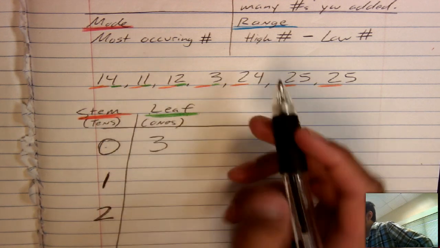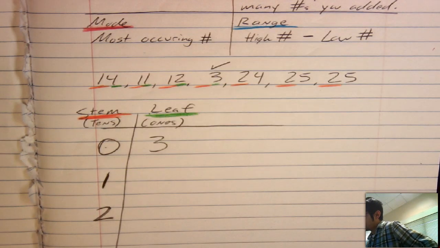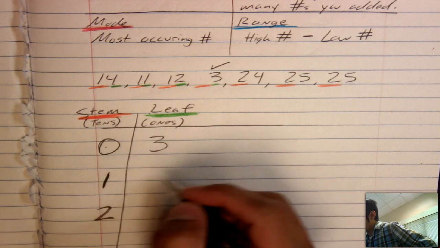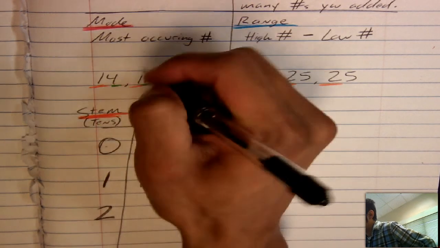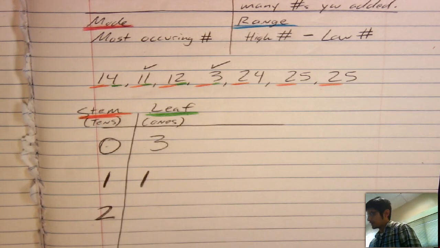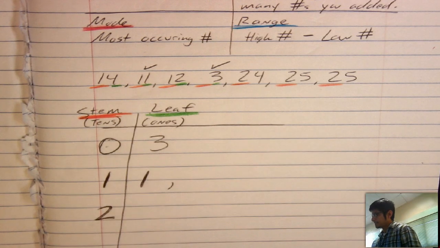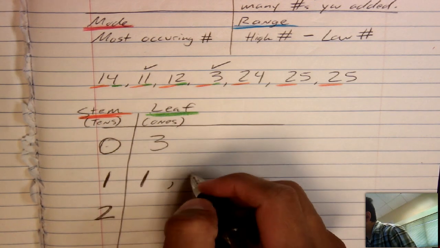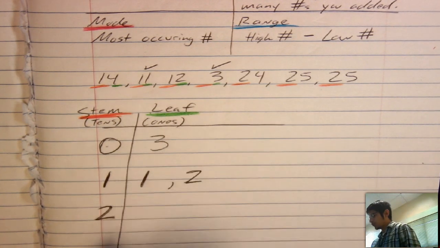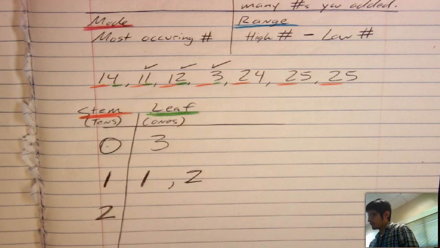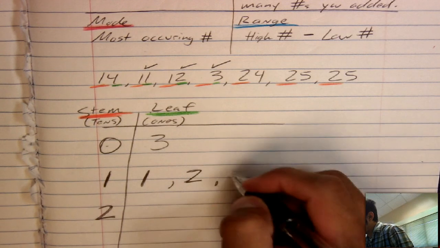All right, so my next one's going to be 4. What's my next smallest number? I'm going to put a check above it. 11. So I'm going to put a 1 and then a 1 here for 11. Okay? And what's my next smallest number? 12. A 12. So I put a 2 over here. So it's like 1 and then 2. A 12. My next smallest number is a 14. So I'll put a 4 over here.